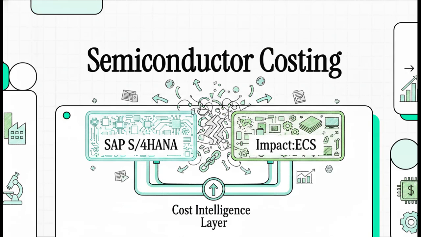Welcome to this explainer. Today we are breaking down a massive challenge in modern manufacturing. We're zeroing in on the complex and honestly sometimes heavily overlapping capabilities of SAP S/4HANA and Impact ECS, specifically within semiconductor manufacturing. If you're the one tasked with building out a cost intelligence layer for a fab, well, you already know exactly how complicated this gets.